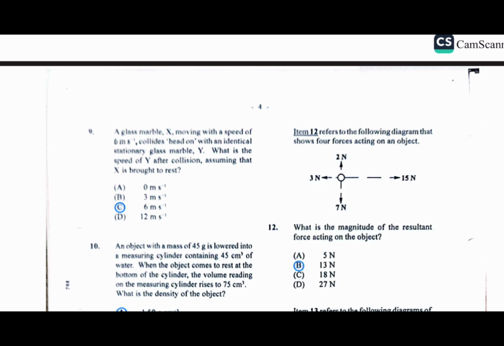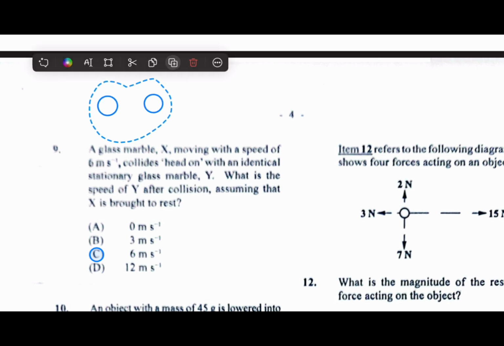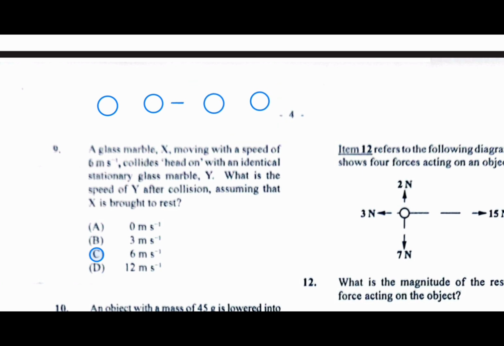But let me still show you guys the full working, right? So remember, momentum before is equal to momentum after. So I'm going to draw two marbles, right? So this is the before situation. And I'm going to do the after situation here one time. So we're going to call this marble X. We're going to call this marble Y. Marble X is initially moving at a velocity of 6 meters per second, in that direction, I'm going to assume. This one is stationary, so that's 0 meters per second. And since they're identical, they're going to have the same mass. I could call it M.